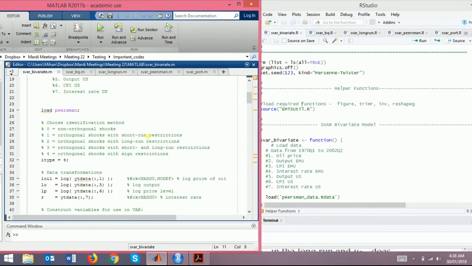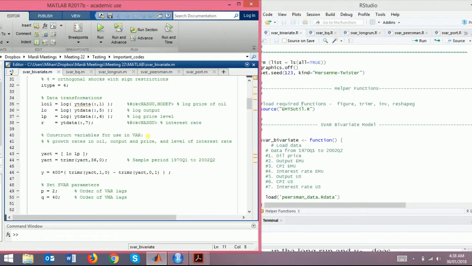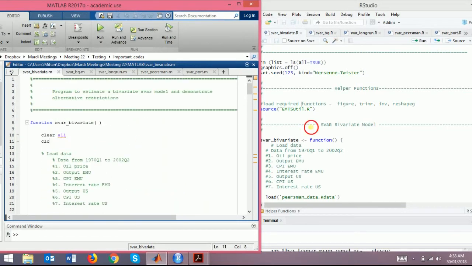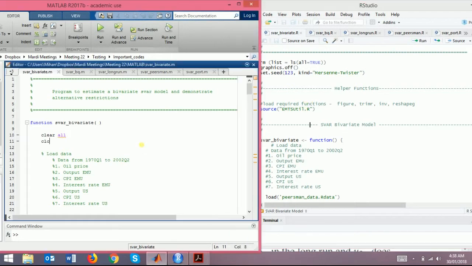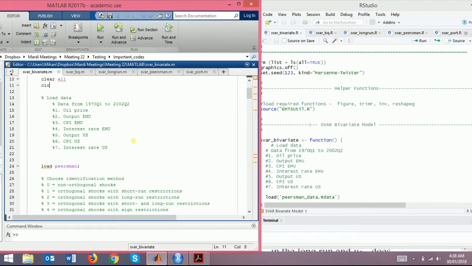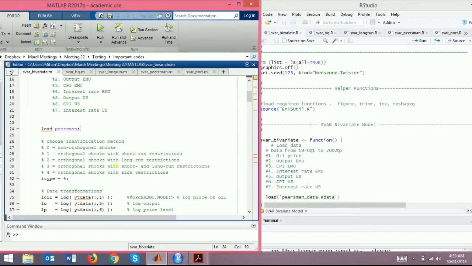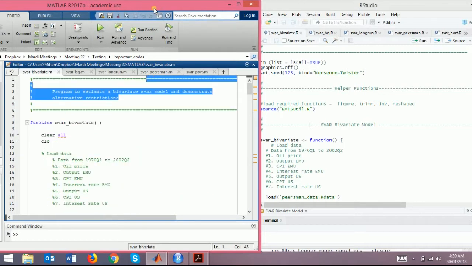There are two ways. Without simulation, we could have just simply loaded the data, but we are preparing the system for simulation in R, with the Mersenne Twister. And then we load the data, load Pearson, which is the data.